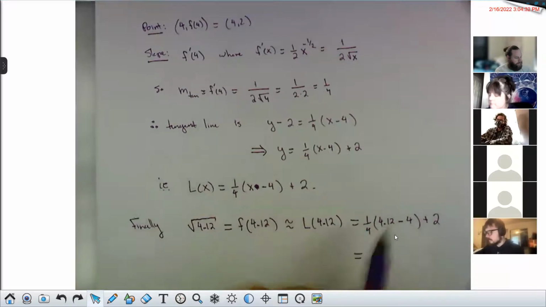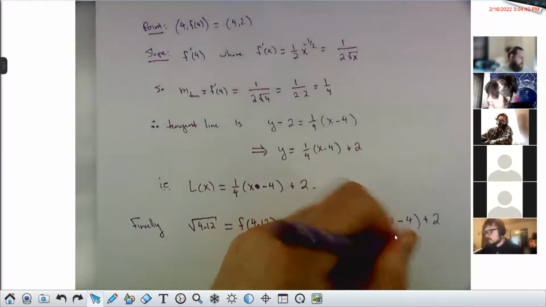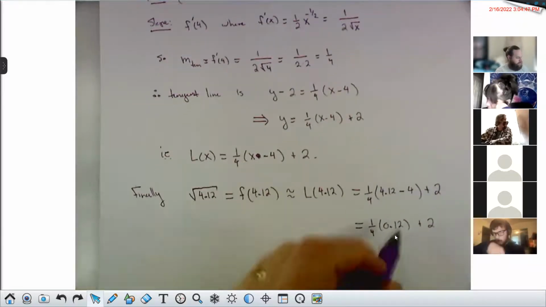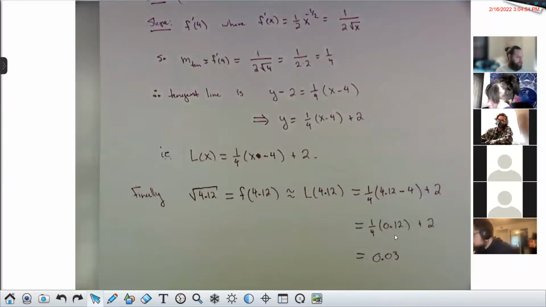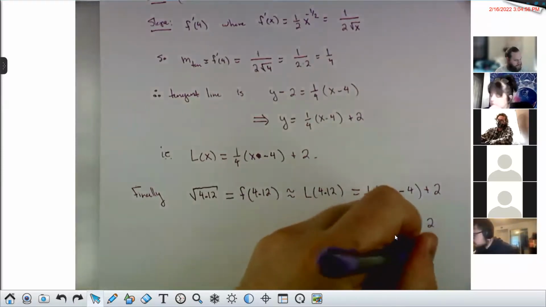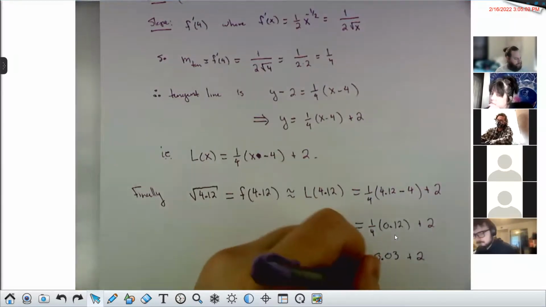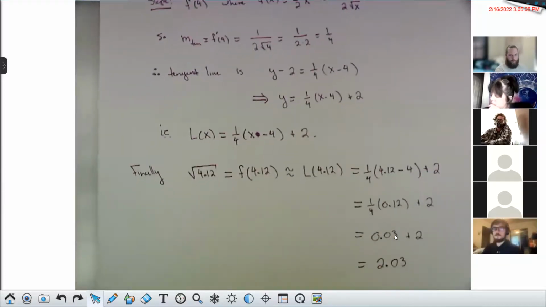See what I mean here by not distributing? Now this is easy. 4.12 minus 4 is 0.12. And 0.12 divided by 4 is 0.03, plus 2. So that's 2.03. So I claim that the square root of 4.12 should be pretty close to 2.03.